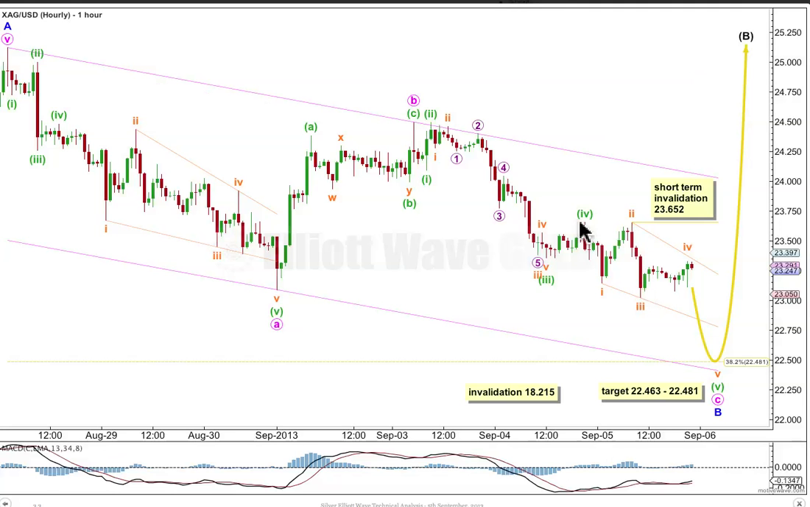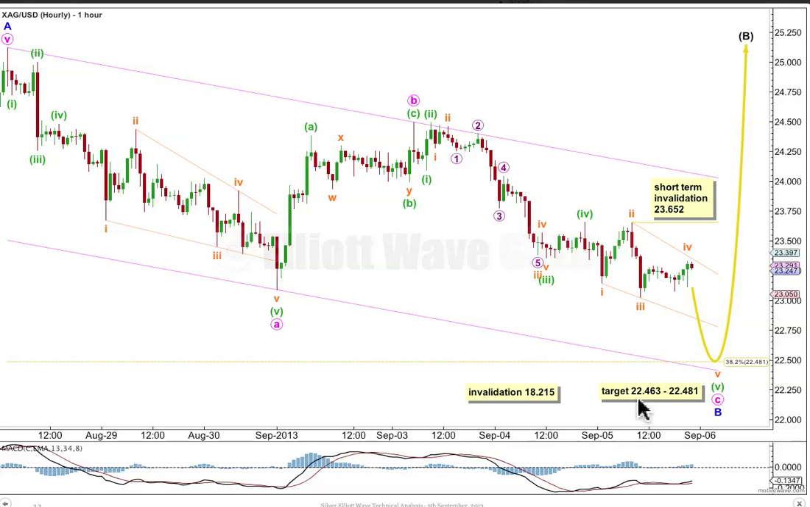The third wave is longer than the first, so I'd expect the fourth wave to probably be longer than the second, which means it should probably move higher, but it can't move beyond the end of the second for a diagonal. Movement above 23.652 would invalidate this wave count in the short term. That's before the final fifth wave down is done.